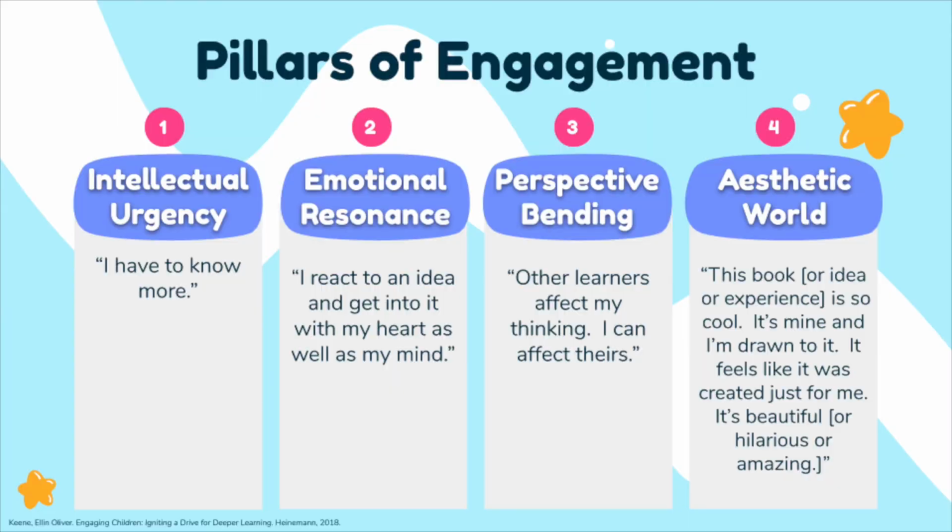So moving forward, we've talked about some of those engagement functions, but what else that I think is super important is also looking at engagement as being almost a big structure. So if we have our engagement header up at the top, we need to have pillars that are holding up that big header if we're thinking of a building or a structure. So if we have our engagement up here, we can have 4 pillars below that kind of hold that up and really build up that engagement. So those pillars are intellectual urgency, emotional resonance, perspective bending, and aesthetic world.